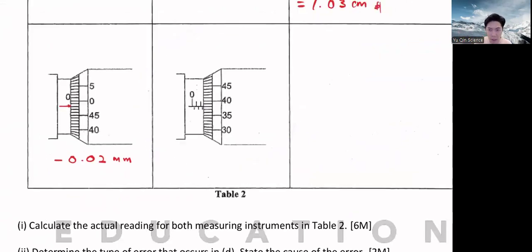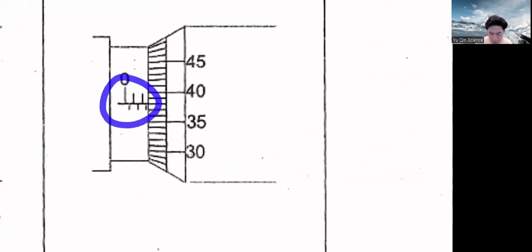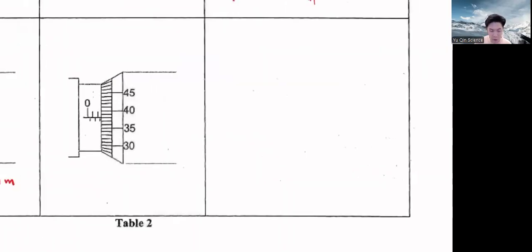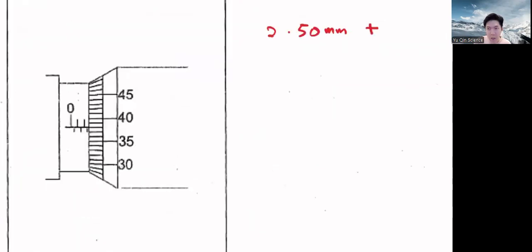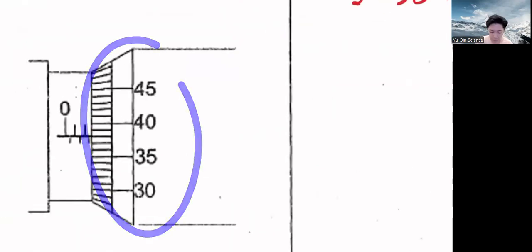We see how. Okay, the main scale. The number on top is a whole number. The number below is half. 0, 0.5, 1, 1.5, 2, 2.5. Do you see 3? No, right? We stop at 2.5. Okay, 2.50 mm plus the vernier scale is this one.